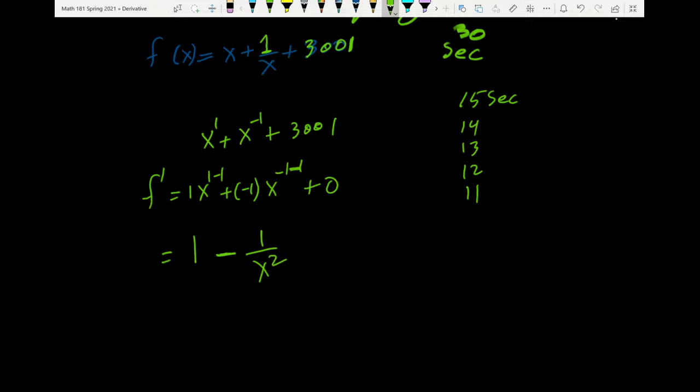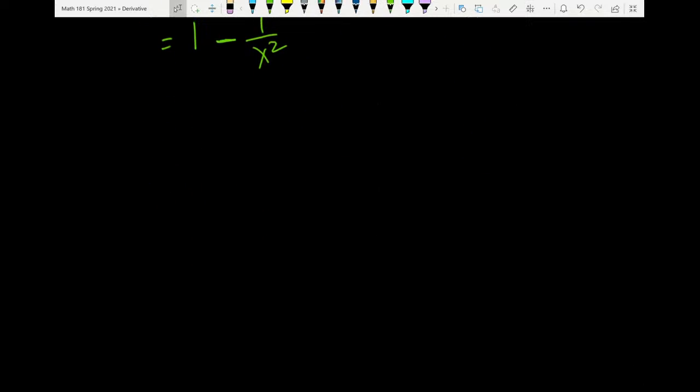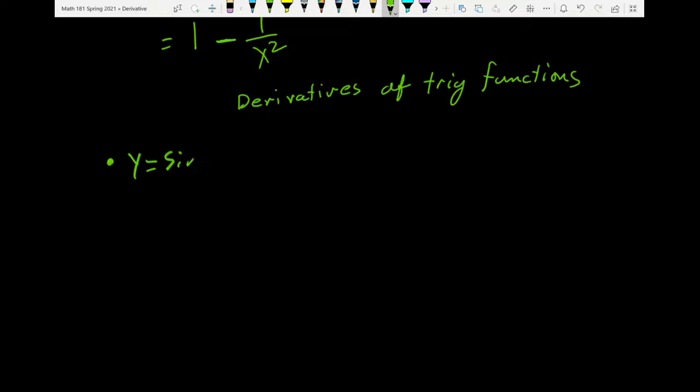All right, now derivative of trig functions. They're pretty simple and easy. Y equals sine of x, y prime would be cosine of x. Y equals cosine of x, y prime would be negative sine of x. And we're going to see later on why the answer is like this.